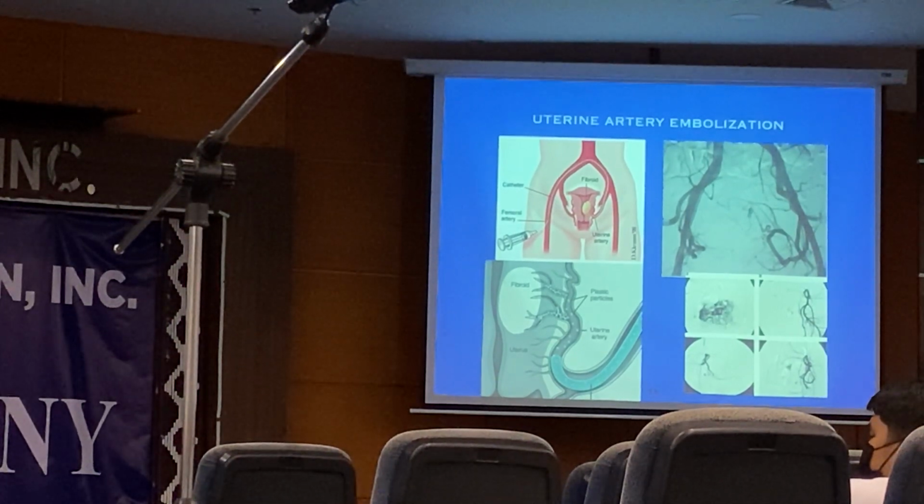So we selectively cannulate the uterine artery and shower it with PVA or microspheres. So we induce infarction of the uterine myoma, and this myoma will hyalinize and then shrink. Okay?